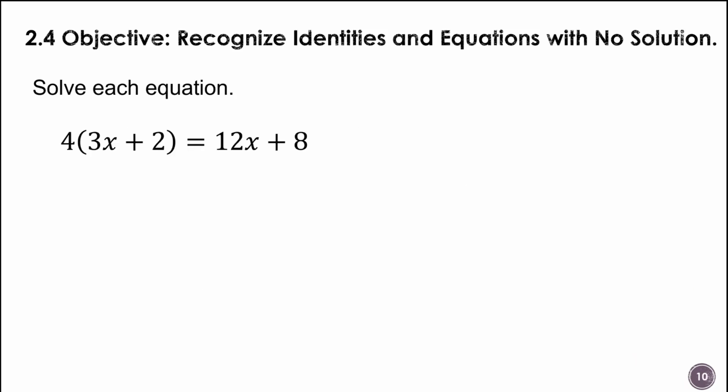Okay, on this one we're going to distribute the 4. All right, so I'm going to say 4 times 3x and 4 times 2, so that gives me 12x plus 8 equals 12x plus 8. And so you see, once again, I have exactly the same thing on both sides. I don't really need to do any more solving because I can tell that, hey, I'm not going to be able to get x equals some number. And so this would be all real numbers.